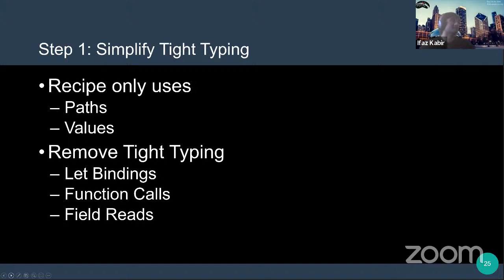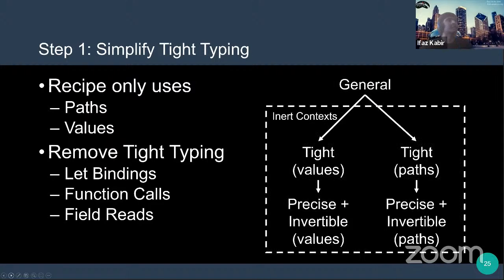So let's simplify type typing. If you look at our proof recipe diagram, you'll notice that our recipe only uses inversion. We only need to go from a path to a value. So we don't really need type typing for let bindings or function calls or field reads. So we remove type typing for those cases, and then we end up with a proof infrastructure that looks like this. We split up type typing into type typing for values and type typing for paths.